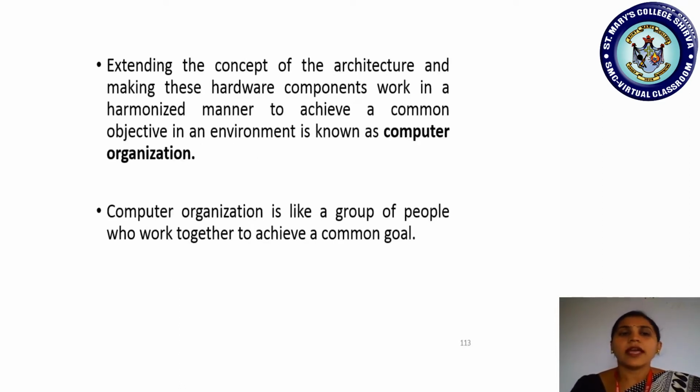Then, extending the concept of architecture, making these hardware components work in a harmonized manner to achieve a common objective in an environment is known as computer organization. That is, we are assembling, we have shortlisted the major components required to form an architecture, but how it has to be placed, designed, and connected, all such things matter. For example, if the processor is ready to fetch the data from the memory, the memory should contain certain data in it, only then can the processor take the data from the main memory, right?